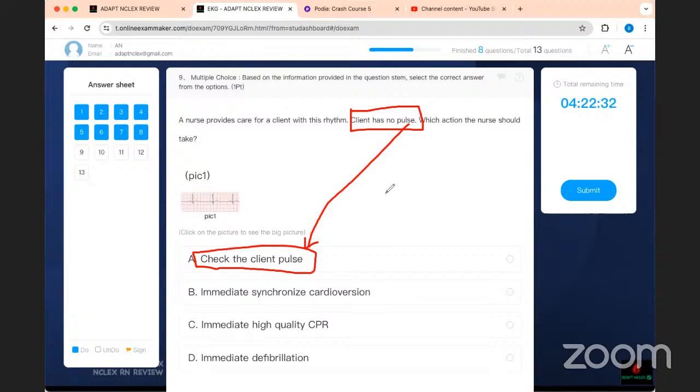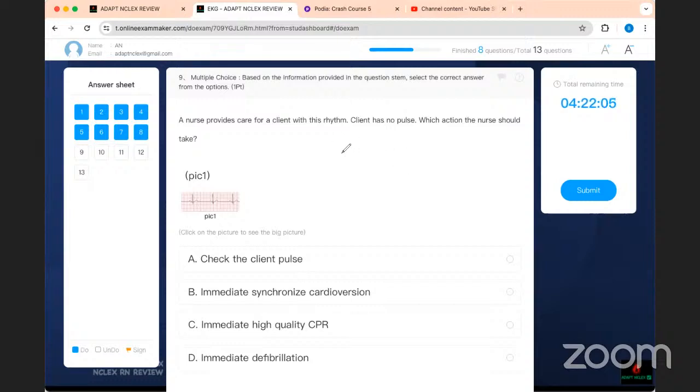You have no pulse and there should be no shock. Therefore, this and this is eliminated. You don't even have to think. Now you already eliminated two answers without even going for the right answer. Whatever is left is your answer choice. So high quality CPR is the best answer. But the question itself answers itself.